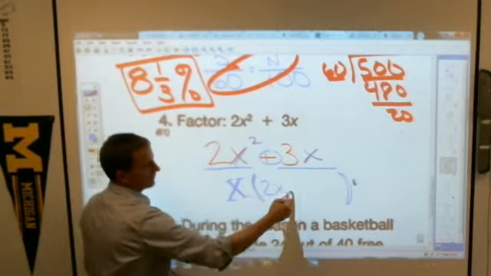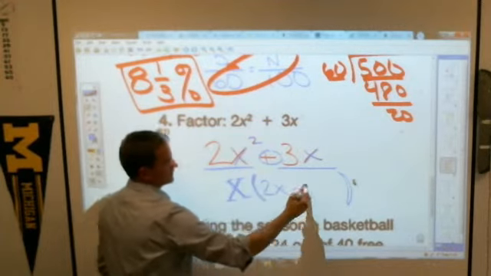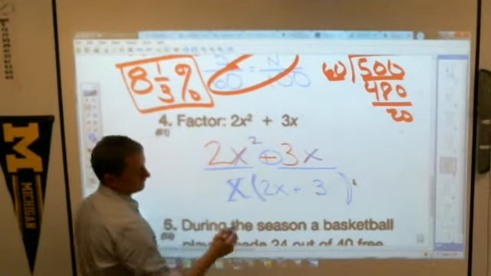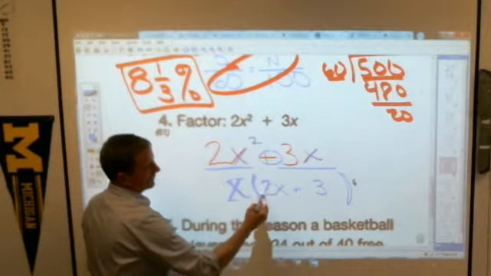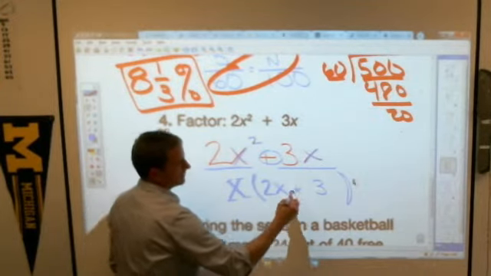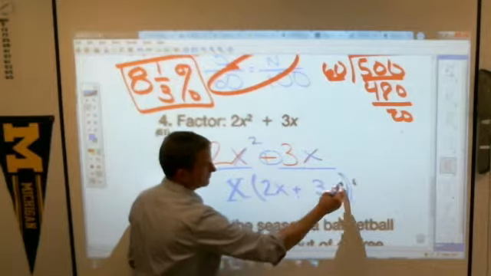Keep this same sign. If I take the x out of the 3x, I'm still left with a 3. No more, no mas.